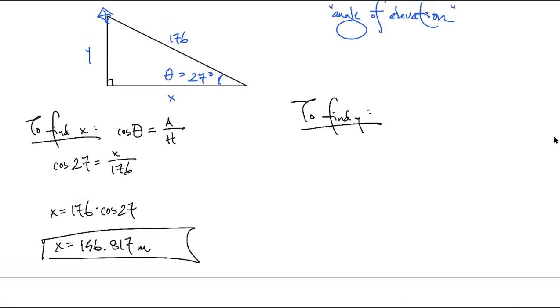All right, well, if we needed cosine to find x, then one of the other trig functions might be useful in finding y, right? So let's see what we have. Y is opposite from theta. So maybe it would be good to use sine theta because I want the opposite side and I have the hypotenuse, okay? And so if we work this out, we get sine of 27 equals y over 176. And so by a similar reasoning, we can say that y equals 176 times sine of 27.